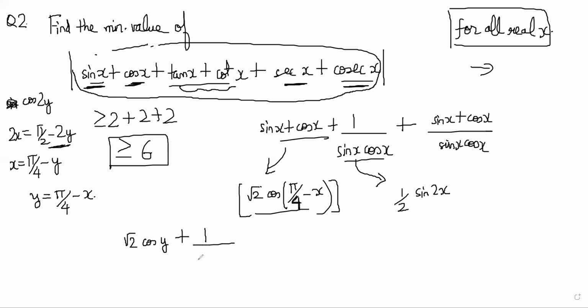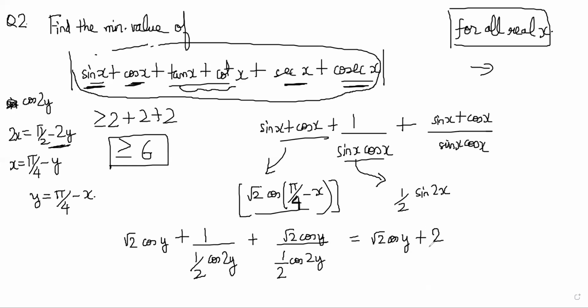So I can write 1 by half cos 2y, right? Plus on top, sin x plus cos x will be root 2 cos y, by sin x cos x, which will be half cos 2y. So what we are getting is root 2 cos y plus 2 by cos 2y plus this part becomes 2 root 2 cos y by cos 2y, right?